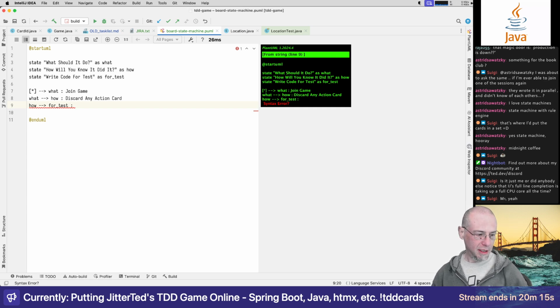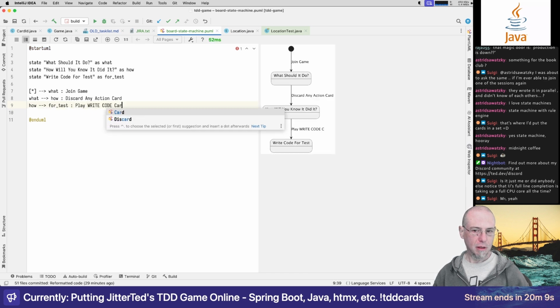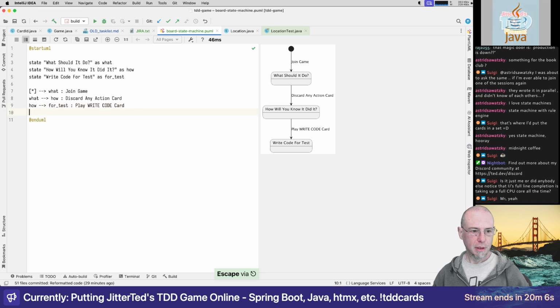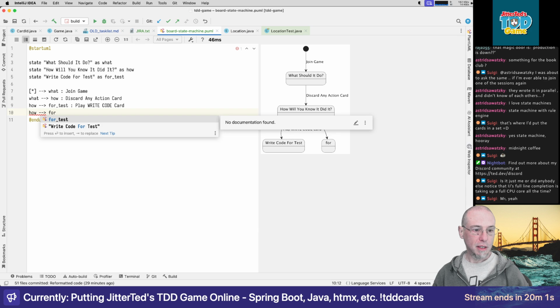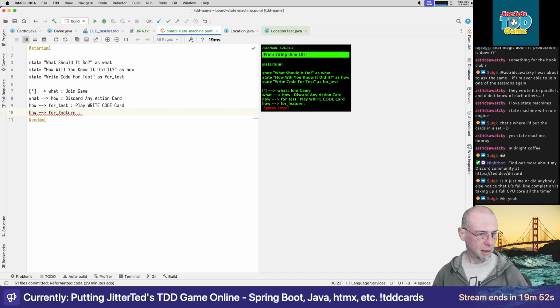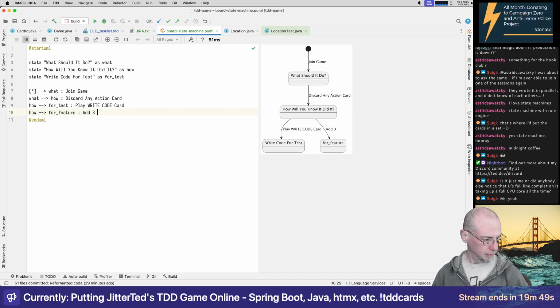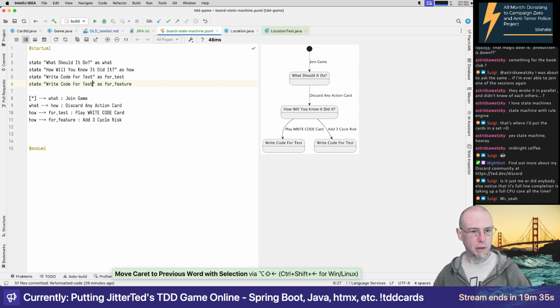Here, one exit is play write code card. The other way to exit, and you don't go to for test, you actually go to for feature, is you basically get some cycle risk. So let's add for feature. This is going to be write code for feature.